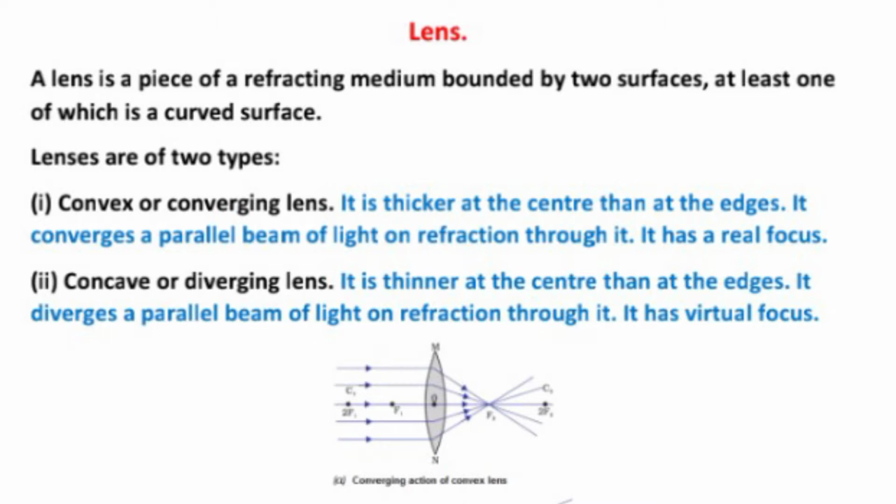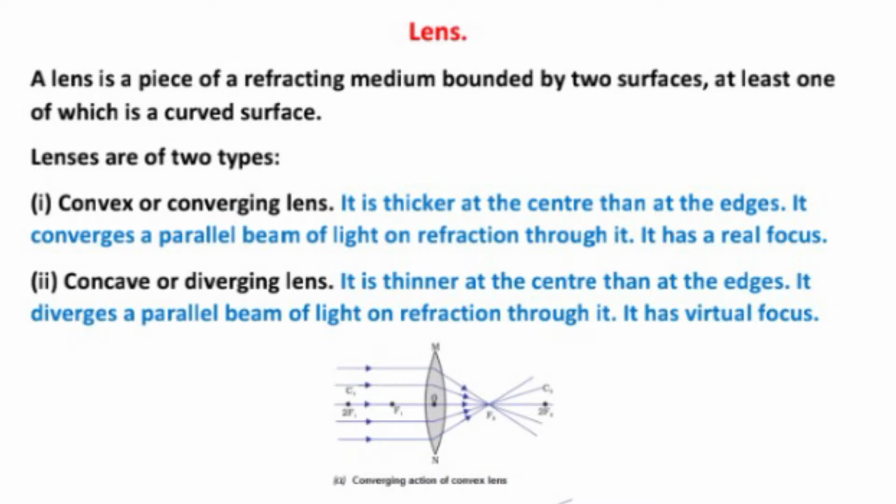Number two is the concave or diverging lens. It is thinner at the center than at the edges. It diverges a parallel beam of light on refraction through it. It has a virtual focus.